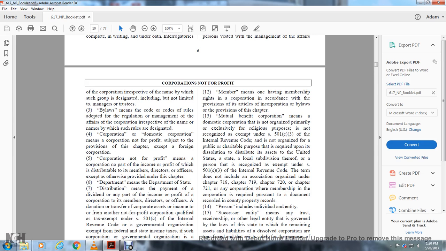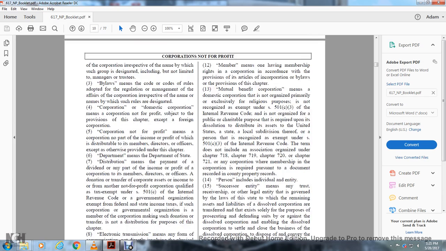Mutual benefit corporation means a domestic corporation that is not organized primarily for religious purposes, is not recognized as exempt under section 501(c)(3) of the Internal Revenue Code, or is not organized for a public purpose and required upon dissolution to distribute its assets to the United States, a state, or a local subdivision thereof, or a person recognized as exempt under section 501(c)(3) of the Internal Revenue Code. The term does not include an association organized under chapter 718, chapter 719, chapter 720, or chapter 721, or any corporation in which membership is required pursuant to a document recorded in the county property records.